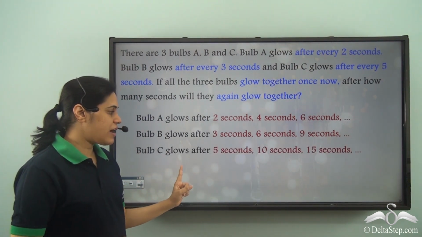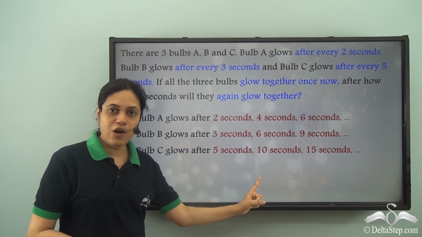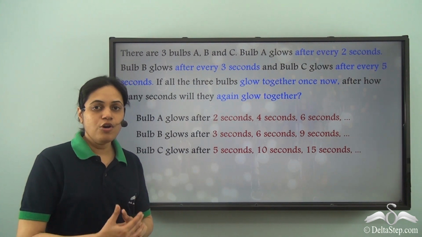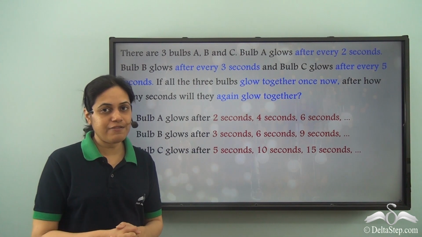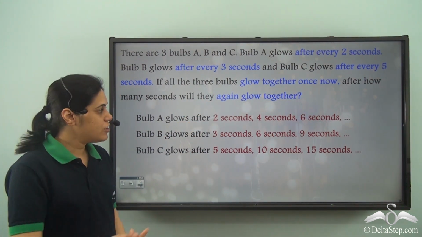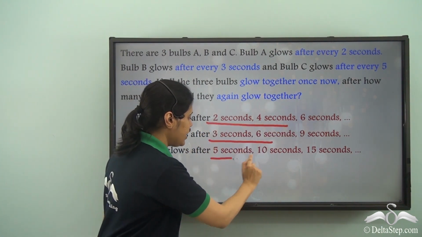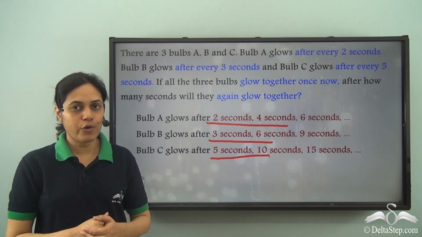Bulb C glows after 5 seconds from now, after 10 seconds from now, after 15 seconds from now, 20 seconds from now. So bulb C will glow in multiples of 5 because it glows after every 5 seconds. So after multiples of 2, multiples of 3 and multiples of 5. So this is how the bulbs are glowing.